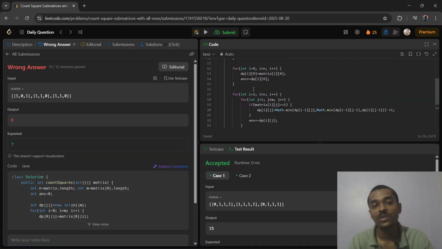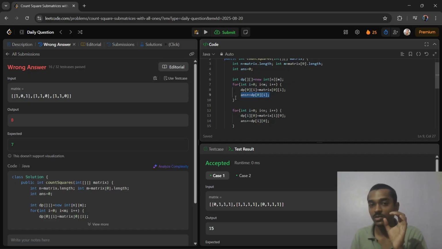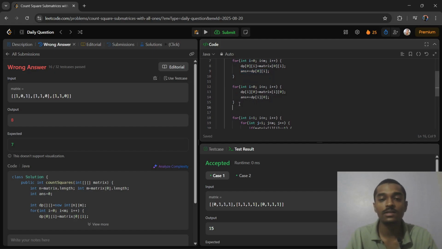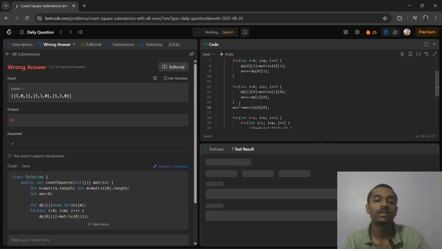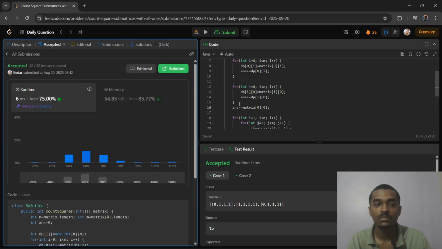Why? Let's see. We are calculating our answer for the row and the column, so the first value, the 0 comma 0 cell, was added 2 times, so we can simply subtract it 1 time: matrix of 0 comma 0. Now let's see if it works or not. Yeah, it is getting accepted.